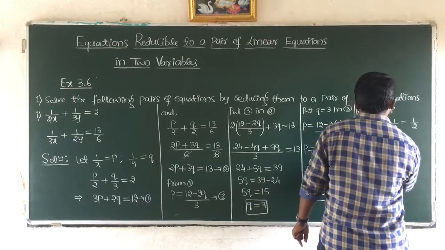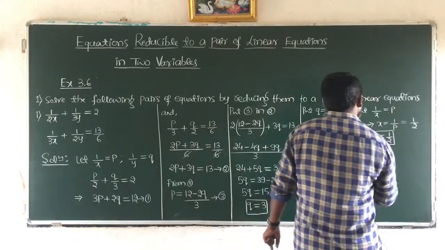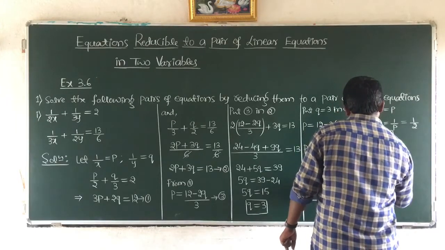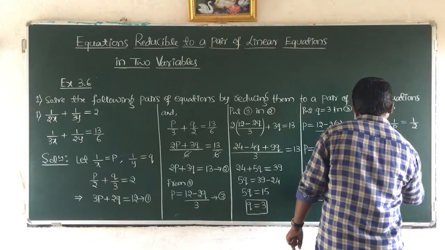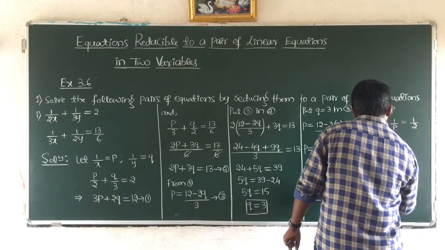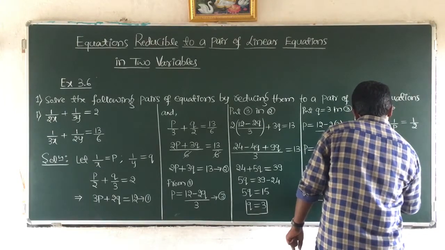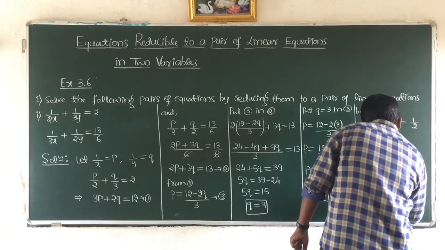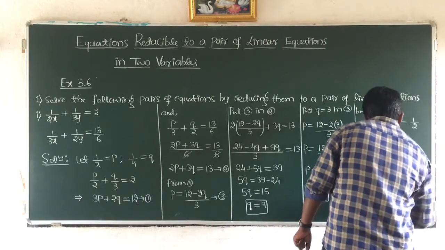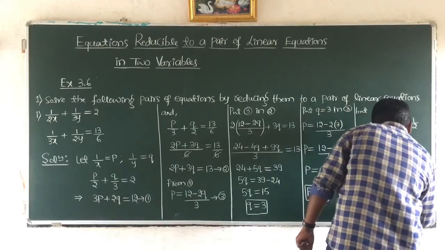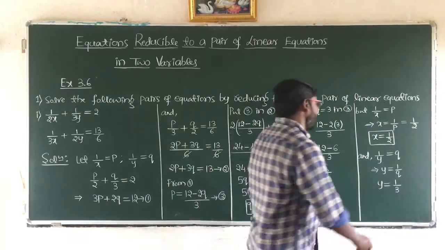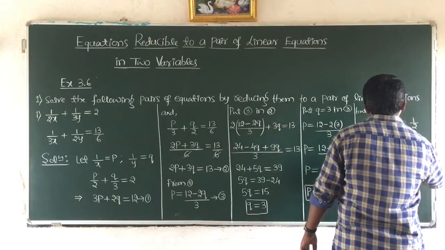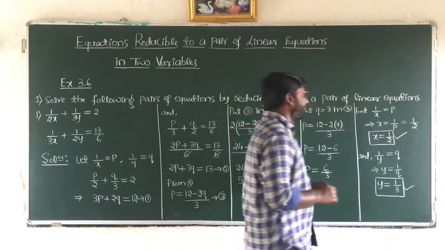Now let us calculate the value of Y. 1 by Y is equal to Q. This implies Y is equal to 1 by Q. So Y is equal to 1 divided by, what is the value of Q here? It is 3. So this is the value of Y. So X equals 1 by 2 and Y is equal to 1 by 3. So this is the required solution.